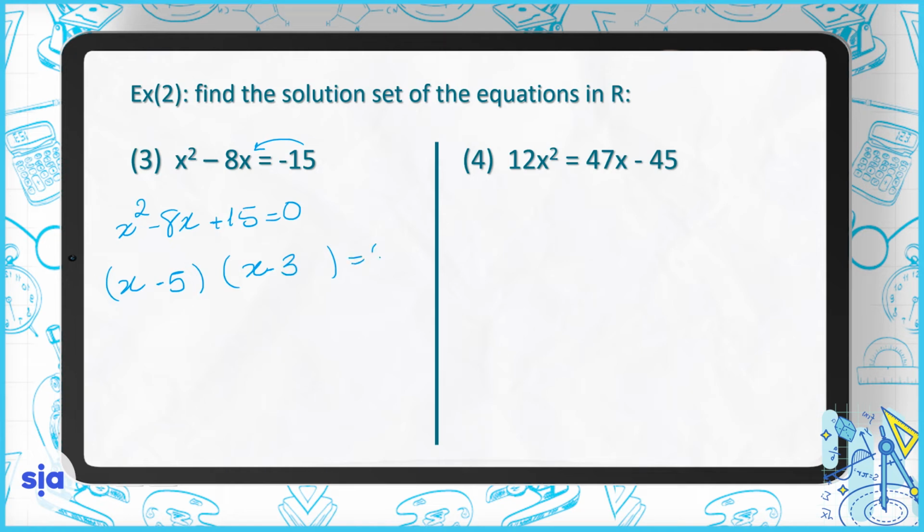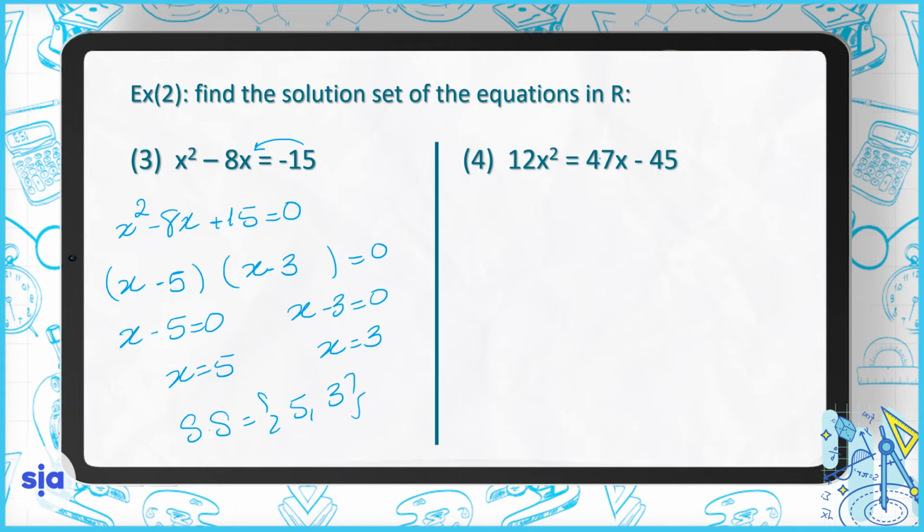And don't forget that these two brackets multiplied together equal 0. So in this one, x minus 5 is equal to 0, while x minus 3 is also equal to 0. So x is equal to 5, and also x is equal to 3. So the solution set is 5 and 3.